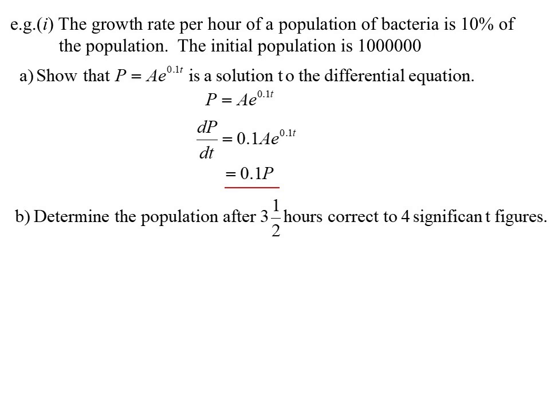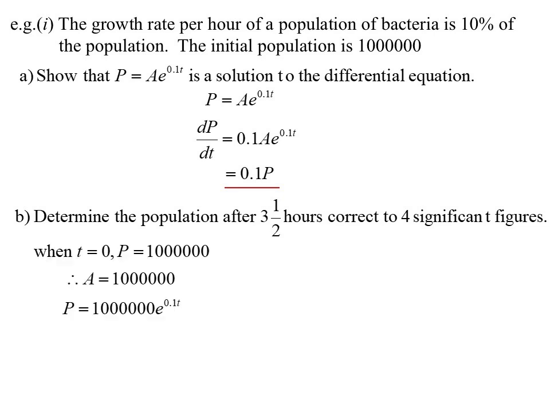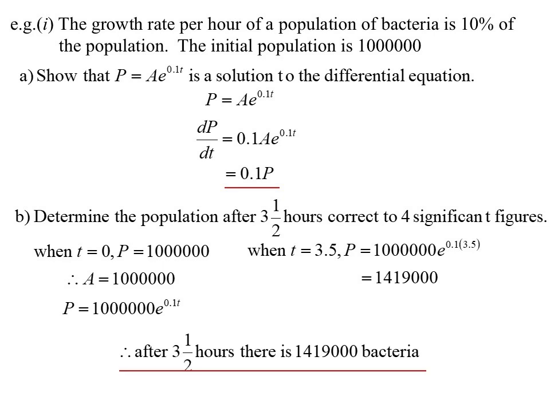Then it becomes a bit of a substitution question, really, because we now know the actual solution. So determine the population after 3.5 hours, correct to 4 significant figures. The initial population is 1 million, so I can now adjust my equation a bit more. And all I've got to do is substitute in t, and we get our answer. So, wow, another 419,000 bits of bacteria are now crawling all over my hand.